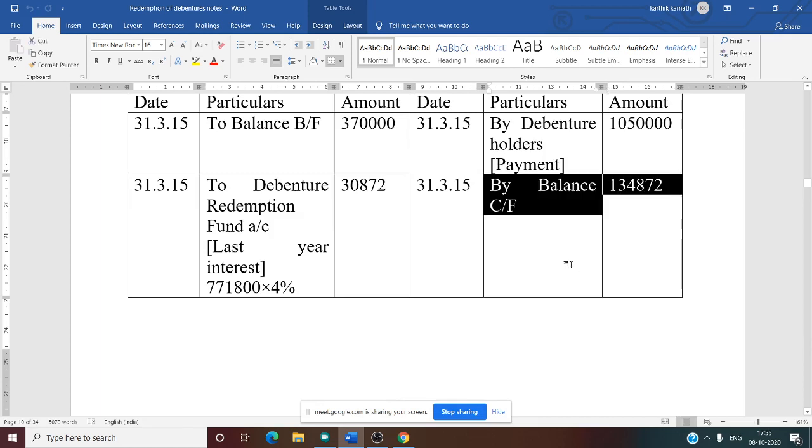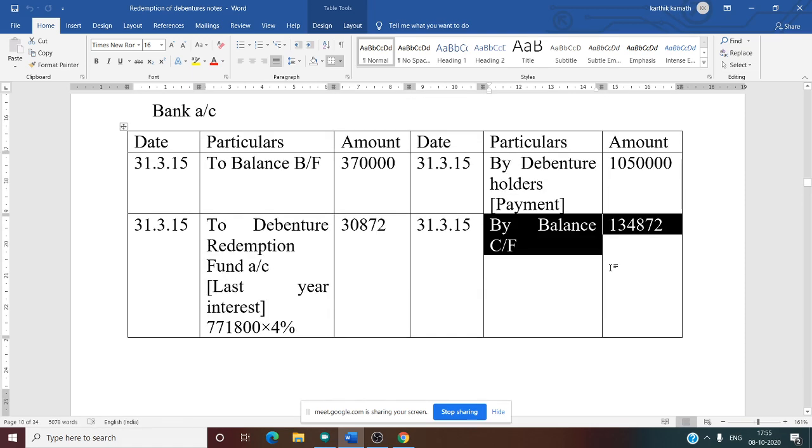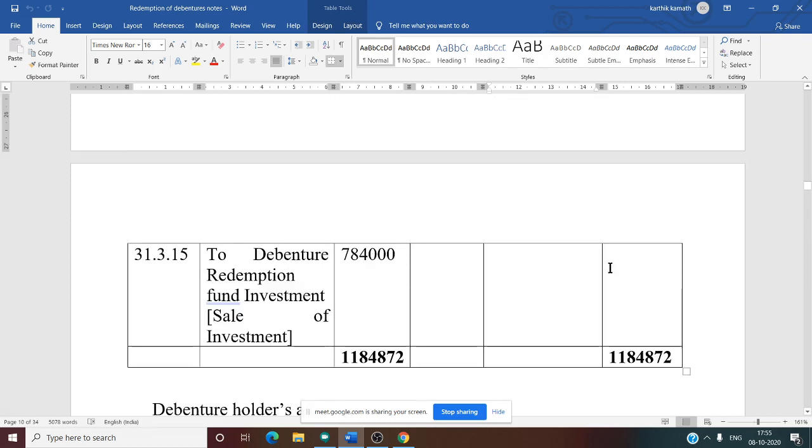That is by balance carry forward. If we prepare the bank account in the future period, that balance will be the opening balance, that is 1 lakh 34,872. Hence, the bank account is also closed. Now we are closing the bank account.